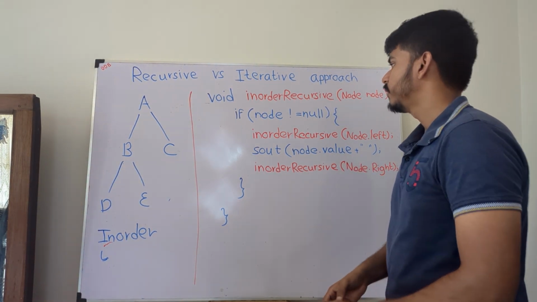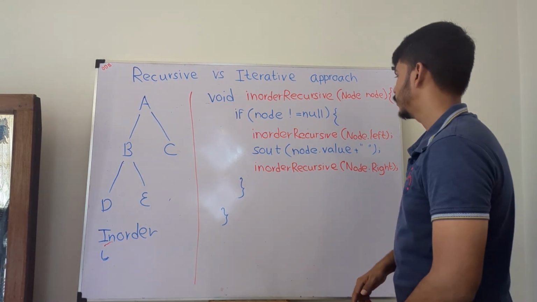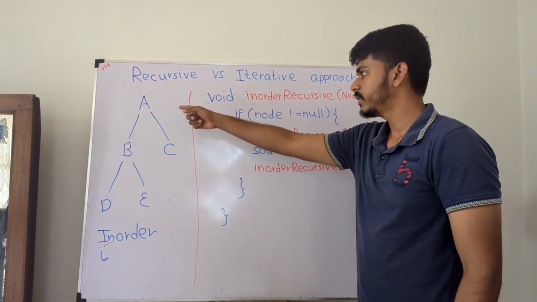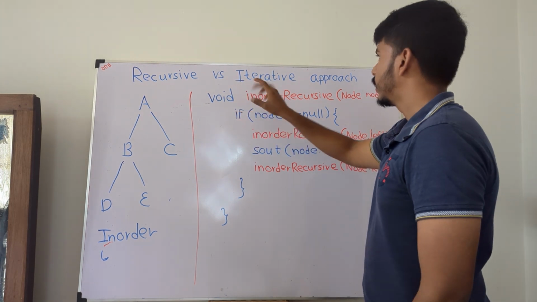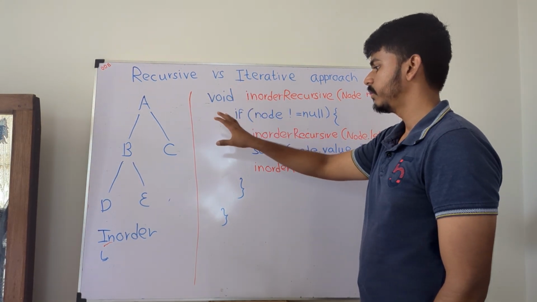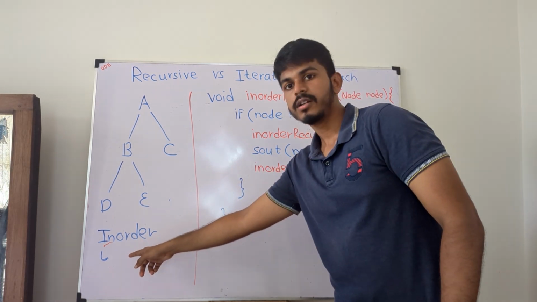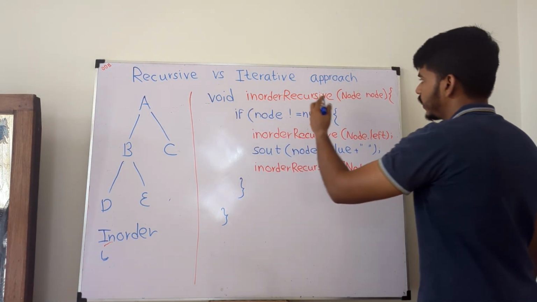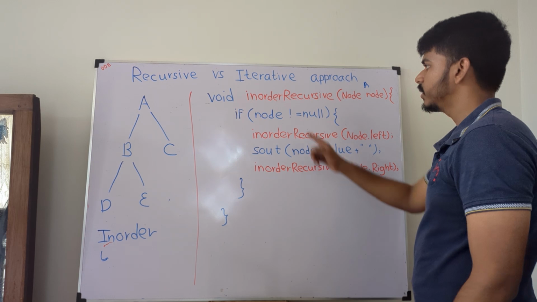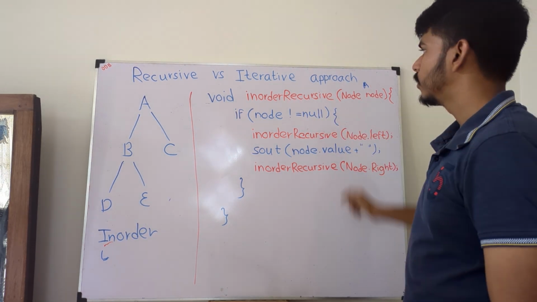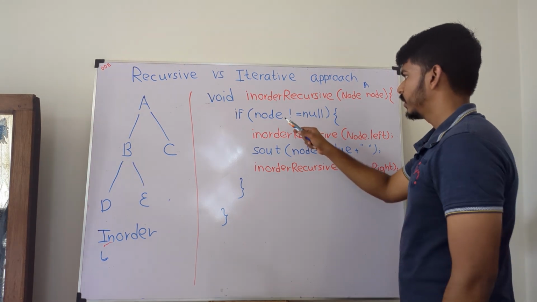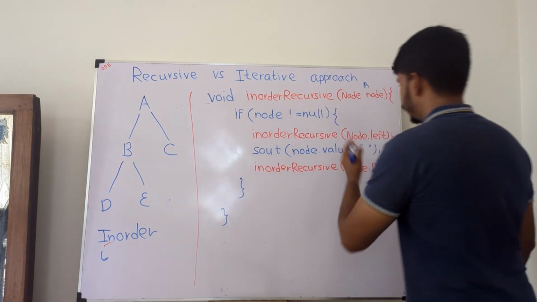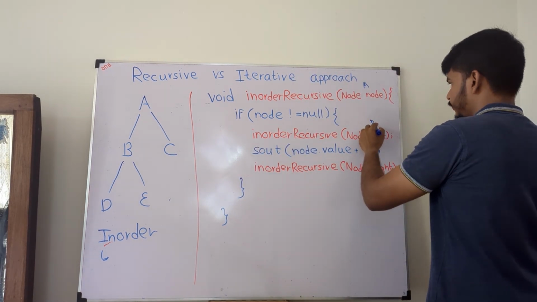So here you can see we have called the same function again for each node's left and right child. So we will see how this tree diagram is going to be implemented to show the Inorder traversal using this function. First I am going to take the root node, which is A, and check whether the node is null or not. It's not null. Then going to go to Inorder recursive node.left. So it is going to be B. So B is going to be taken into this function.